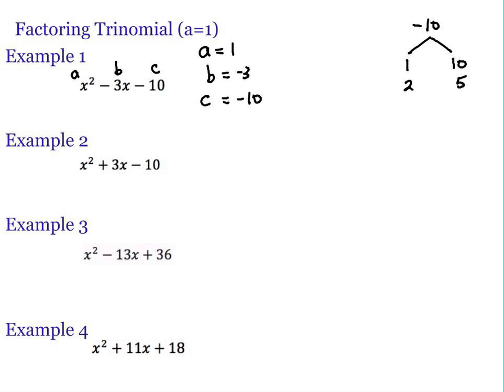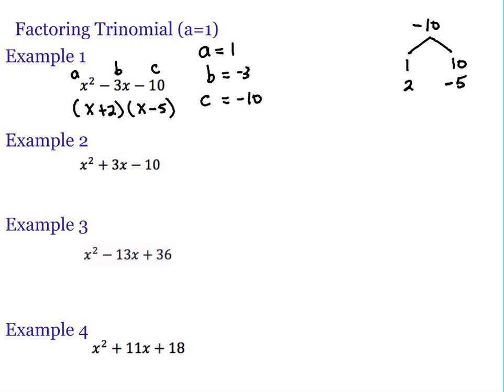So in this case, we couldn't use 1 and 10 because they either add to 11 or to 9, depending on if the 10 was positive or negative. In this case, since it's negative, you'd have to do a -10 with a +1, which would be -9, or a +10 with a -1, which is +9. Same thing with the 2 and the 5. In this case, we'll use a -5 and a +2 to add to -3. So my factors are x plus 2 and x minus 5. Remembering that the 5 had to be negative because we had to multiply to -10.